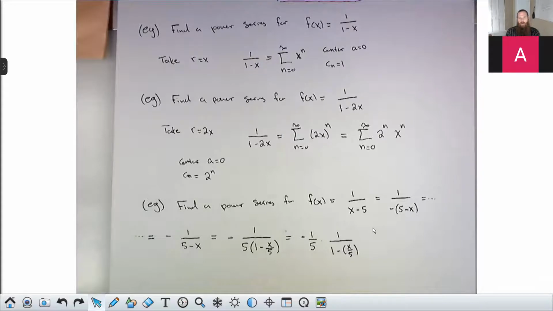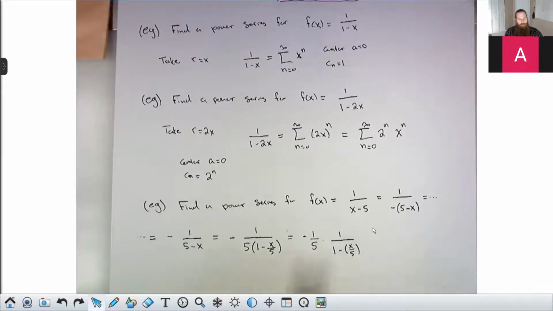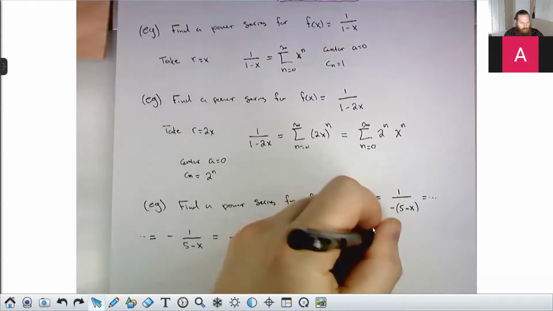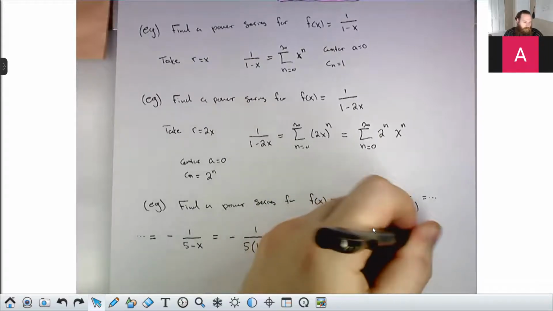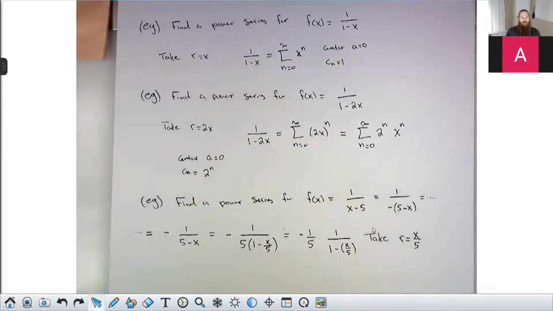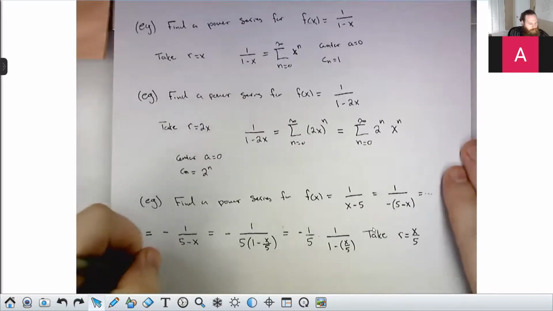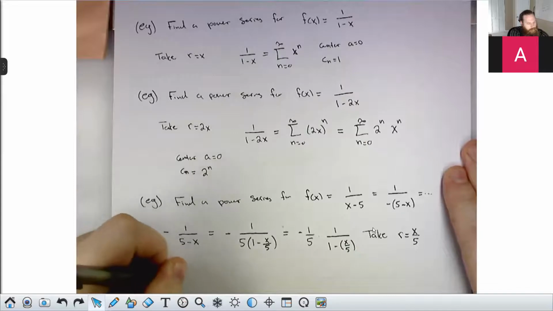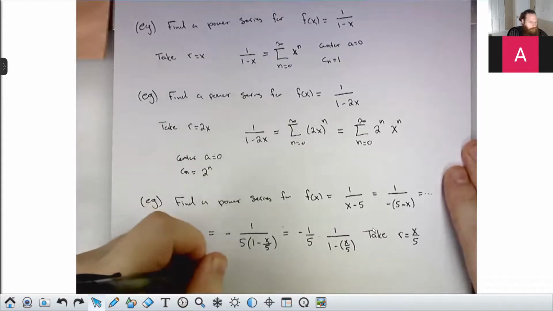So what am I going to use for r here? Very good. This piece is now 1 over 1 minus something, so I can take r to be x over 5 and use my geometric series trick. So I'll get that this is negative 1/5, that's this constant coming along for the ride, and then my 1 over 1 minus r piece is sigma n from 0 to infinity, x over 5 to the n.